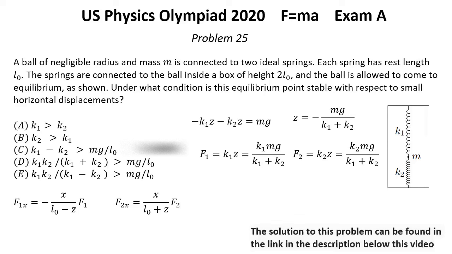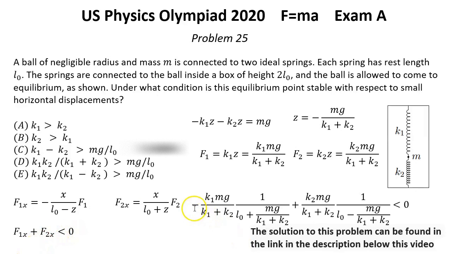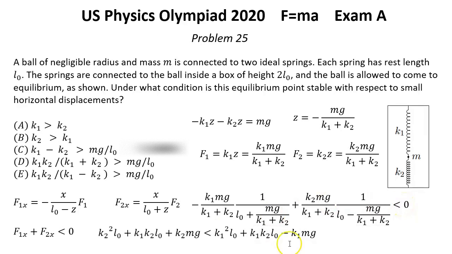The condition for stable equilibrium will be F1x plus F2x less than 0. It means that after putting all these expressions into this inequality, we have this inequality. And now let's do the counting. After some multiplications and manipulations, finally we have K1 minus K2 greater than mg over L0, which is answer C, and that was the solution for problem number 25.